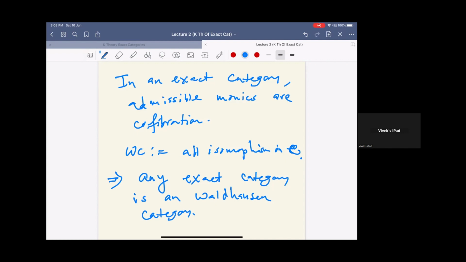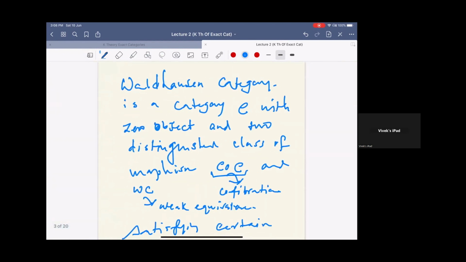All right. But that means a Waldhausen category is actually a more general setting. You can see that in a Waldhausen category, we are not assuming the category is additive. We are only starting with a category with a zero object. So there are non-additive categories which are maybe Waldhausen but not exact. In the exact category definition, you start with an additive category, but in a Waldhausen category, we are in a more general setting, so it covers more categories. This is the fundamental difference between Waldhausen and exact categories.